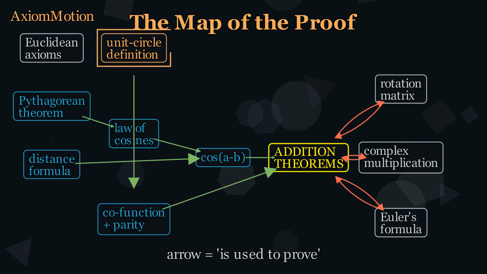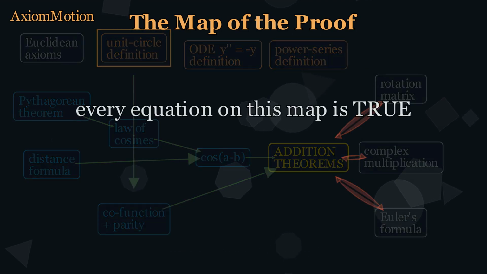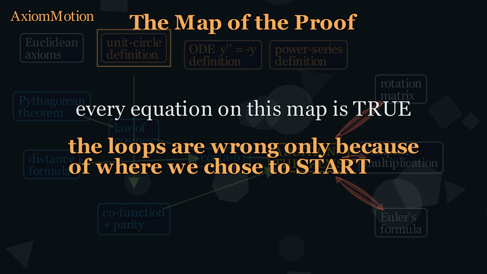But here is the twist, and it is the deepest idea in this story. These red loops are not wrong facts. Every equation on this map is true. The loops are wrong only because of where we chose to start. What happens if we start somewhere else?